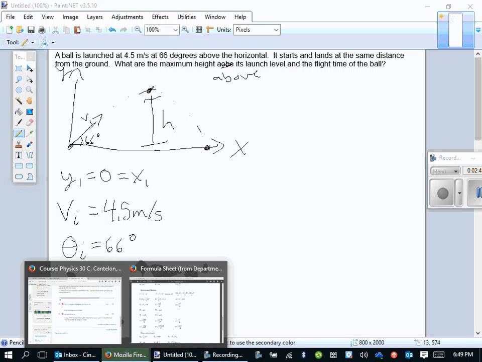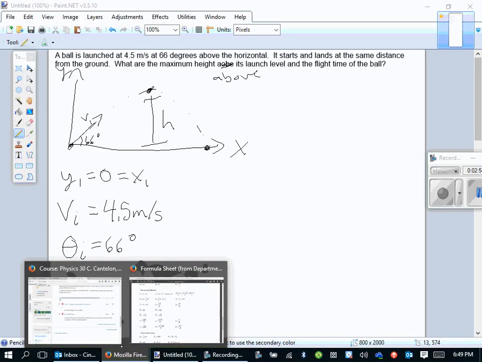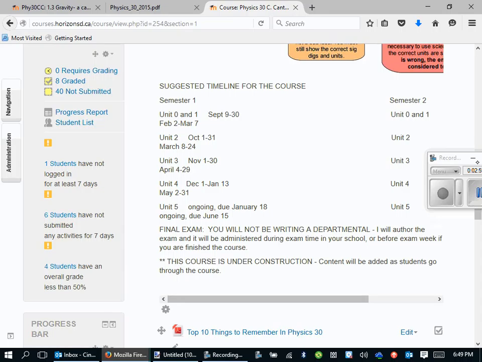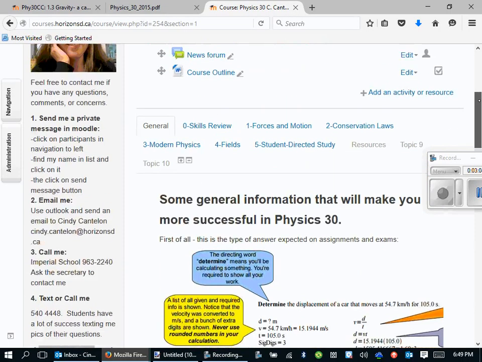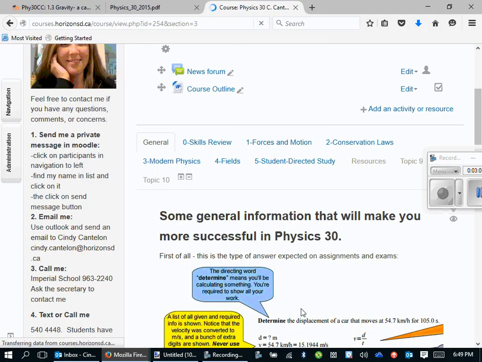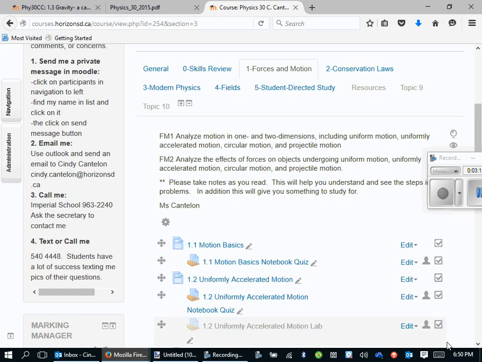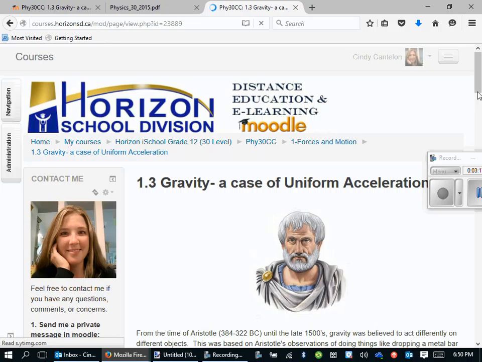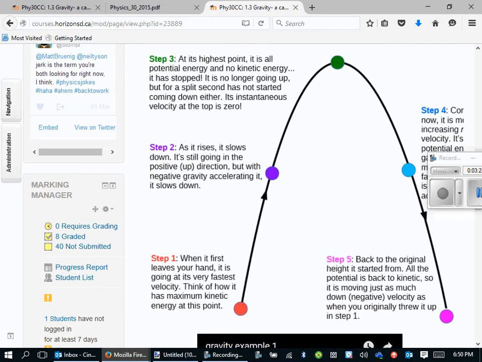Why do we know that? We kind of looked at it. Where did we look at it? Let's see if I have it here. We learned about that in this section right here, on the course, forces in motion. We learned about that when we learned about gravity. We learned that at its highest point we have an instantaneous velocity of 0.